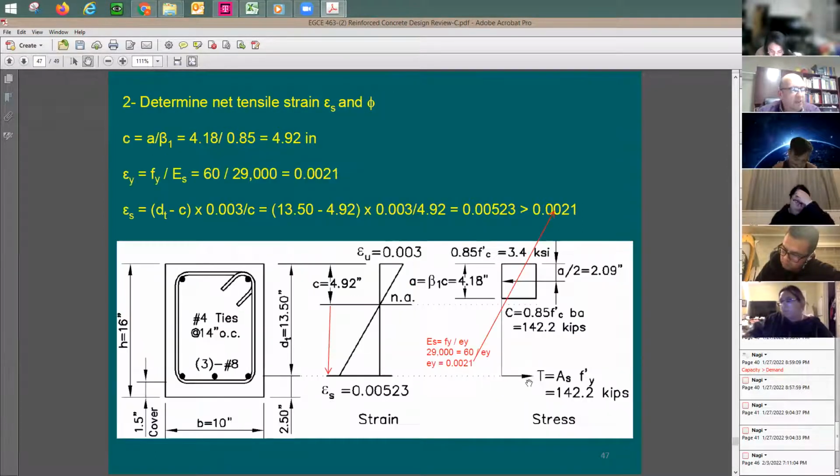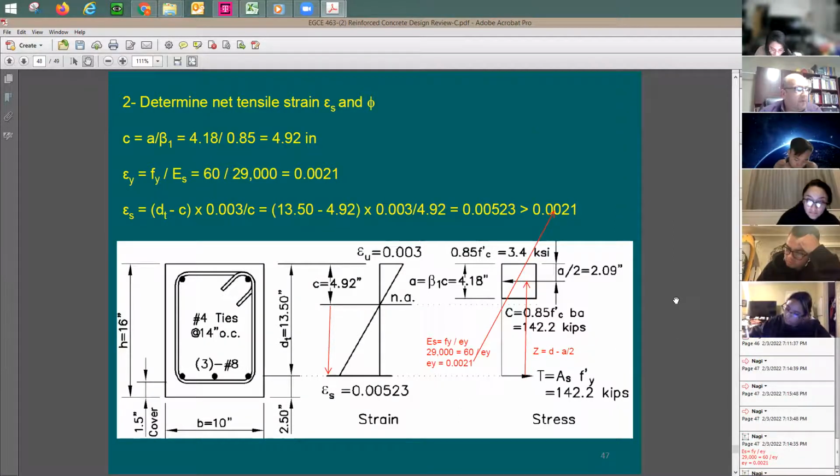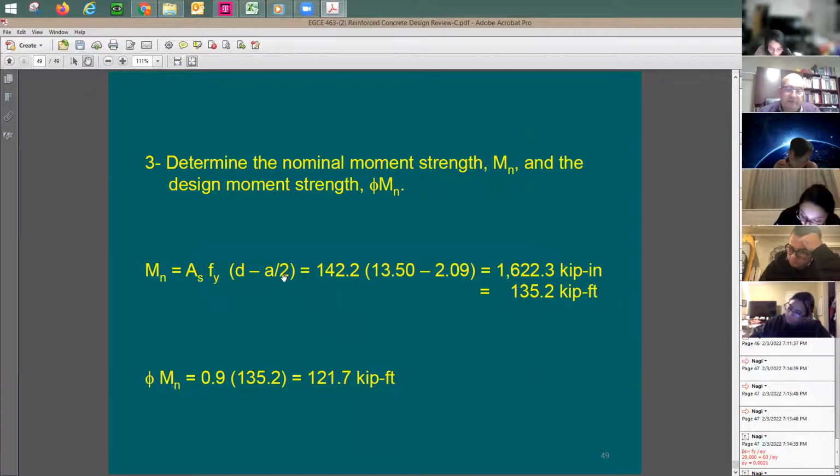Mn is going to be equal to the tension or compression multiplied by the distance from the tension to the centroid of the compression block. This here equals the depth d subtracting a over 2. I'm talking about this distance here, the arm. Sometimes you call it Z. You can say this Z here equals the depth minus a over 2. All right, here is d minus a over 2, which is Z. 13.5 minus 2.09, a over 2, multiplied by the tension force.